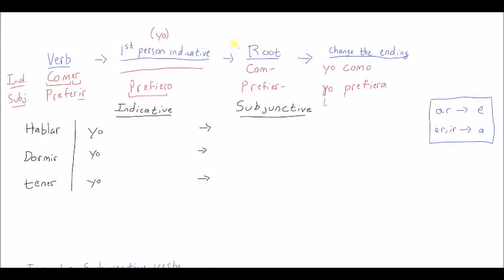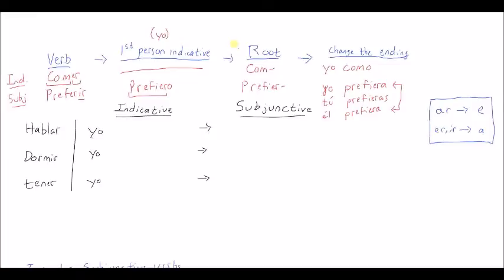And then we can use this kind of root, this kind of base, to help us conjugate the rest of the verbs. Yo prefiera, tú prefieras, él prefiera, and so on and so forth. Notice that the first person and third person conjugations are the same. You're going to have to learn by context which one of those the speaker is talking about.